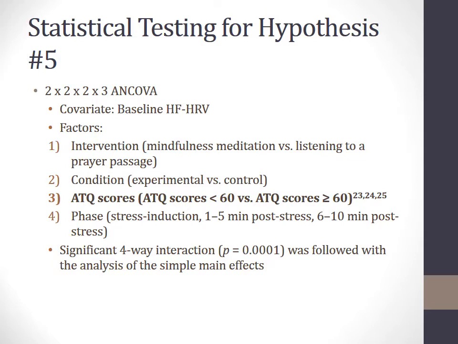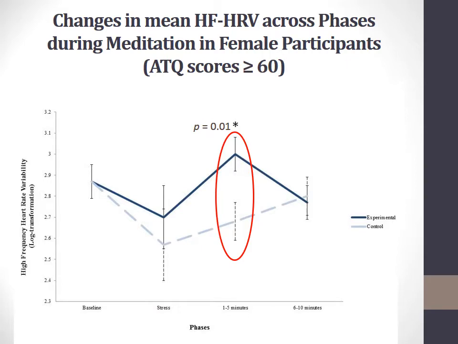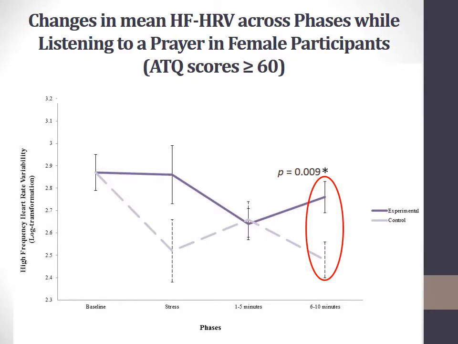Using that 60 score cutoff on the ATQ questionnaire, what we found is that among the female participants with this high baseline stress condition, in the first few minutes after the meditation intervention there was a more substantial impact, but not at the 10-minute mark. And for the prayer intervention, within the first few minutes there was no significance, and at the 10-minute mark there appears to have been a significant difference. It's not entirely clear what the reason for these differences would have been, but it's something that we'll continue to look into.